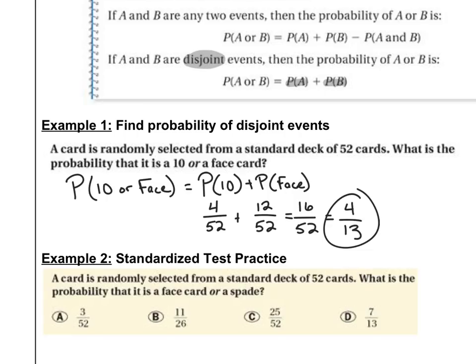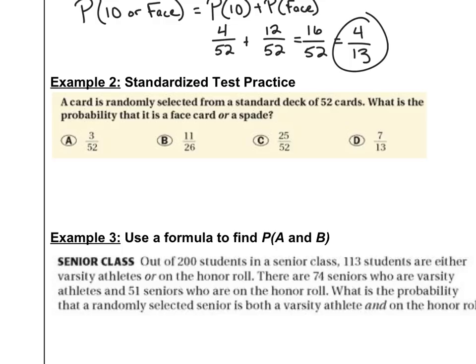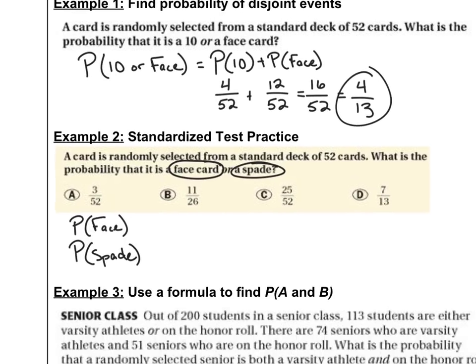Alright, okay, so then let's do the standardized test practice. It just wants to give you the opportunity for A, B, C, and D. So a card is randomly selected from a standard deck of 52 cards. What is the probability that it is a face card or a spade? The key here is understanding that you have face cards that are spades, so this is an overlapping event. So we're going to need to know the probability of a face card and the probability of a spade. We are also going to need to know A and B, and A or B.